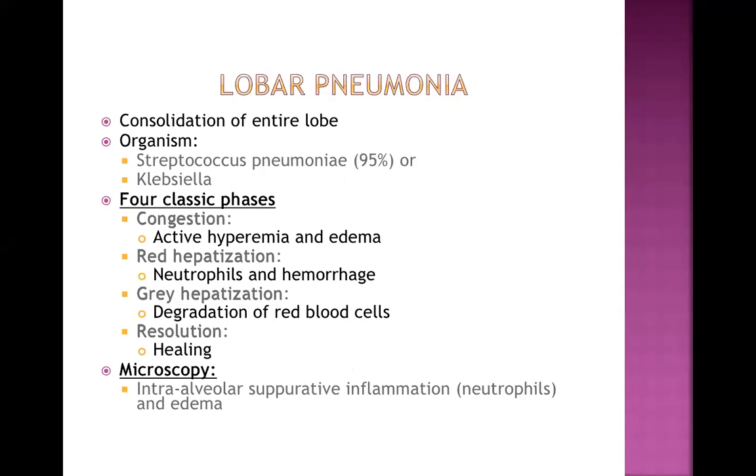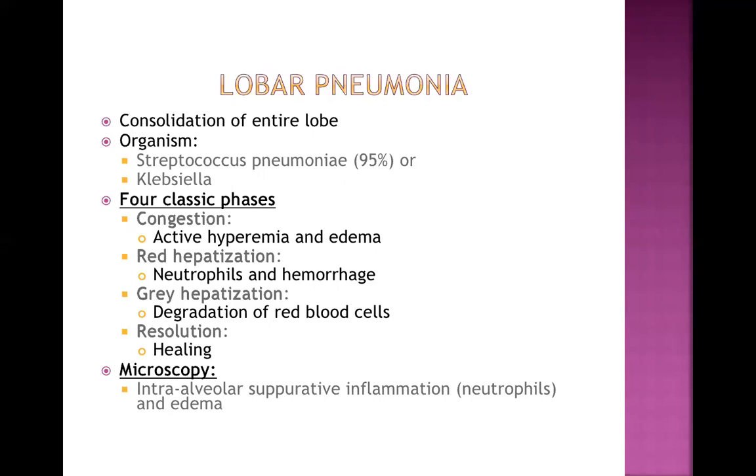Now, let's talk about lobar pneumonia. Lobar means one whole lobe of the lung is affected. One whole lobe is consolidated. We have two lungs, right and left. In the right lung, we have 3 lobes, and in the left lung, we have 2 lobes. Now, out of those 3 lobes on the right lung, any lobe can be completely consolidated. This is called lobar pneumonia. So it is a very serious condition.